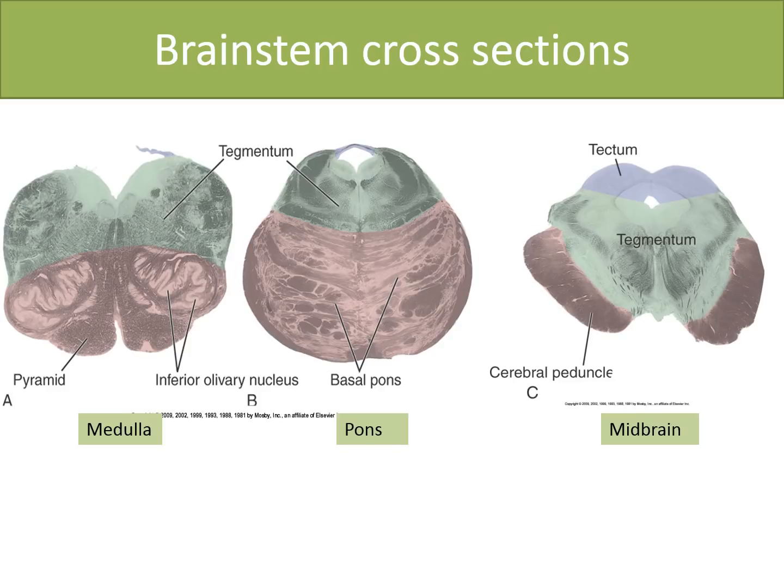If we were to cut the brainstem in cross-section at each of its major levels, the midbrain, the pons, and the medulla, and stain white matter darkly, cell bodies as white, and then separately color the tegmental, the central portion of the brainstem, green, we see a large portion of the brainstem is considered tegmentum, and you see it here, here, and here.